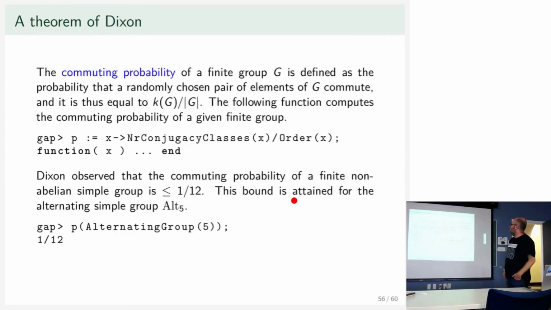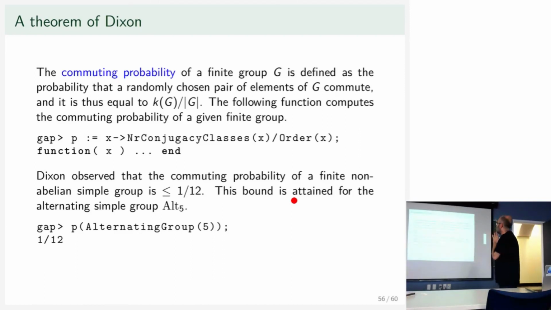Good. One more. Same journal. Problem of Dixon. Do you know what the commuting probability of a group is? I have a finite group. I choose randomly 2 elements, and I ask what is the probability that these 2 elements commute.